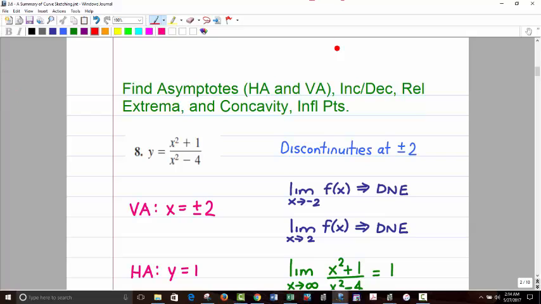All right, so we're going to take a function here and we're going to identify the asymptotes. Increasing, decreasing, relative extrema, concavity, inflection points, the entire graphing package. So right off the bat, we have two discontinuities that will go on our sign chart. Now we've learned in a previous section, though, that those discontinuities aren't guaranteed to be vertical asymptotes.